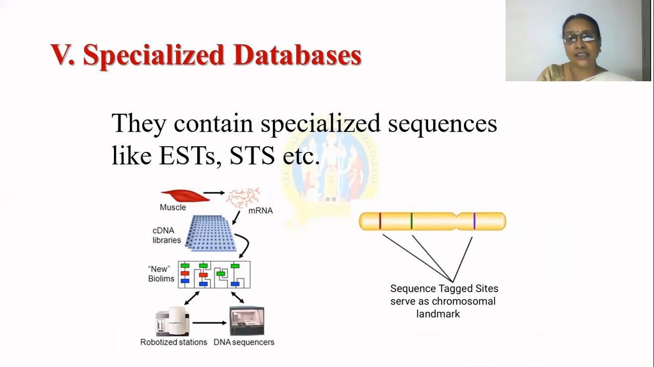There is another category of databases called specialized databases. These contain specialized nucleotide sequences like expressed sequence tags or sequence tagged sites. These sequences contain information relating to the chromosomal structure. They serve as chromosomal landmarks.